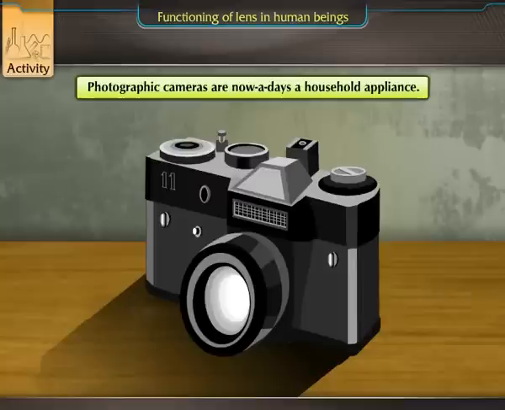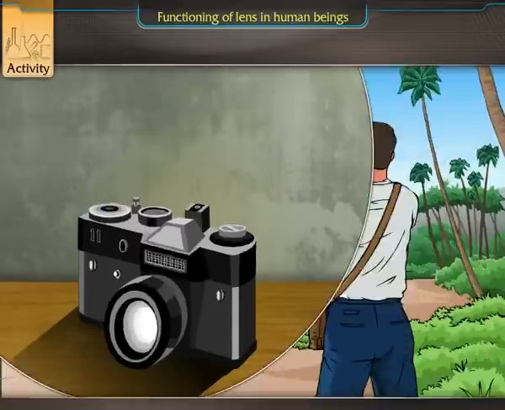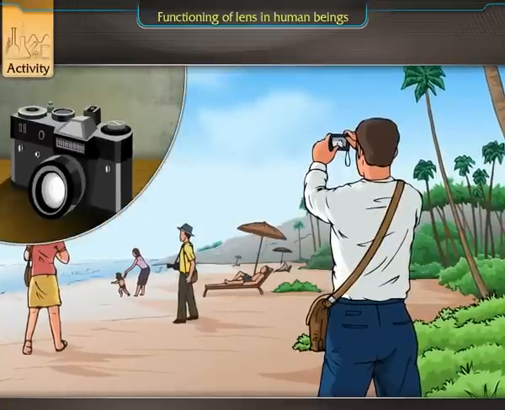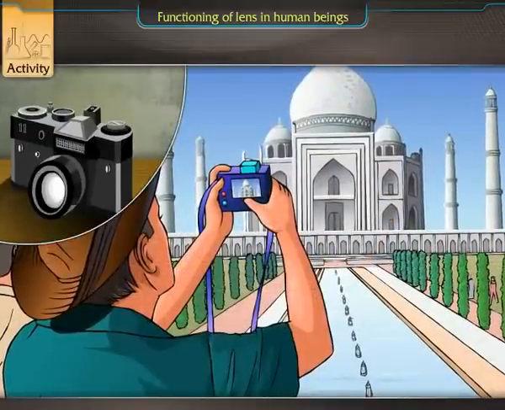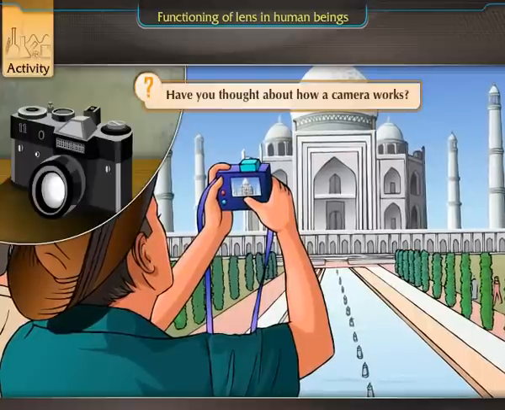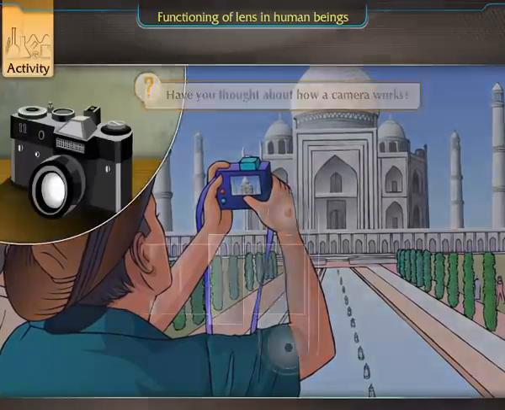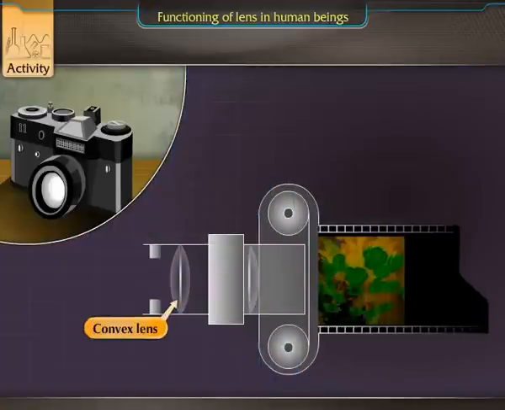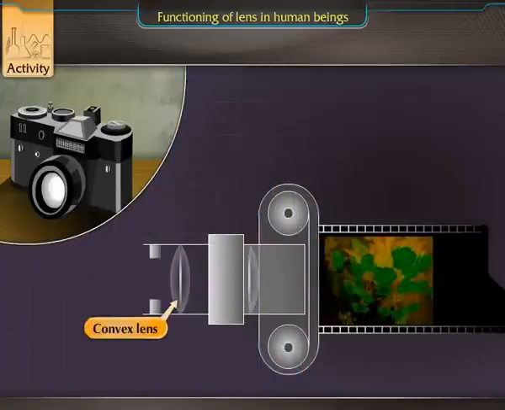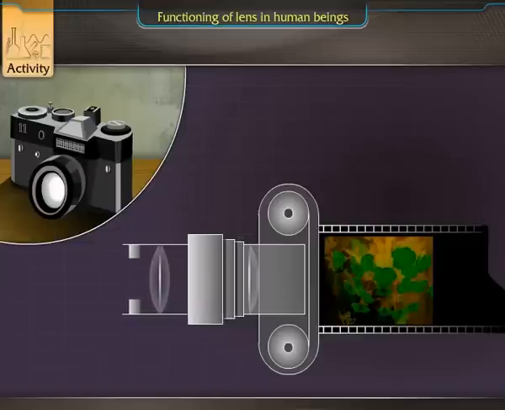Photographic cameras are nowadays a household appliance. You must have used a camera when you had been on a picnic to a memorable place. Have you thought about how a camera works? A convex lens is used in the camera to produce image on the photographic film. A control is provided to focus near or far object.